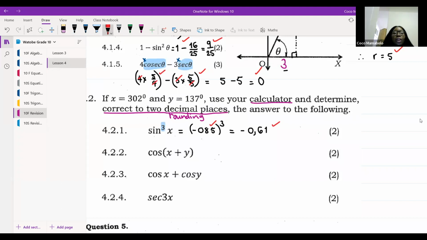So we're going to get an answer for finding out what the sine of 302 is, and then the final answer after cubing it over there. All right. Now, I want you guys to have a look at 4.2.2. Remember, BODMAS is important. You guys have got 1 minute. Have a look at the question. Pop your answers in the chat for me.